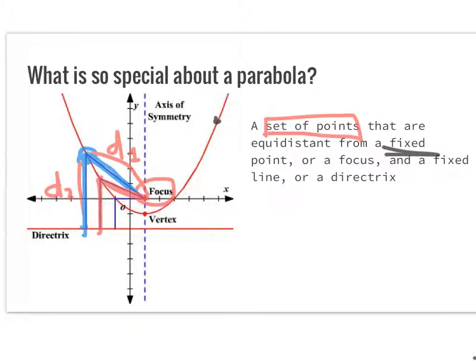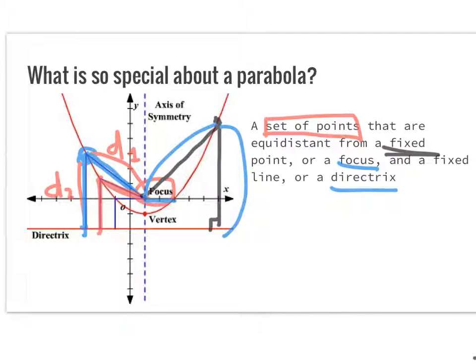It's fixed. We can never change it. So distance from this focus point, a fixed point, I'm going to draw a straight line, and if I just drop a perpendicular line to this line called the directrix, the distance will be the same again. So it's once again a set of points that are equidistant from a fixed point, which is the focus, and a fixed line called a directrix. This is a very special feature of a parabola.